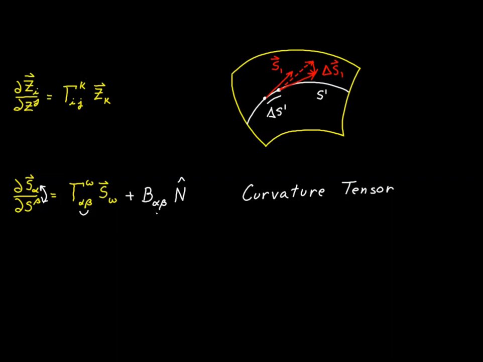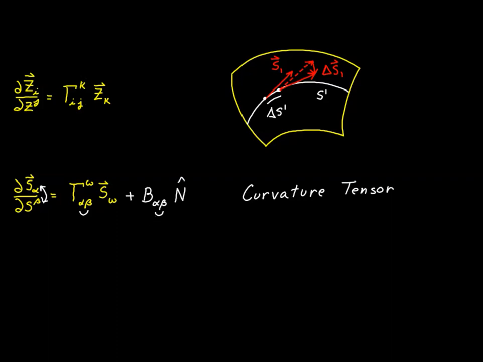Well, the same kind of logic leads us to the understanding that these two indexes are symmetric in this position as well. So we have a tensor. It's a second-rank tensor. It's covariant, and the indexes are symmetric.